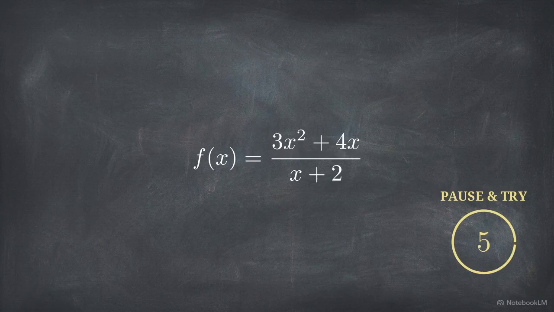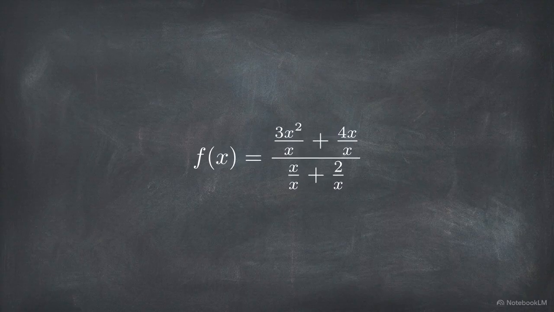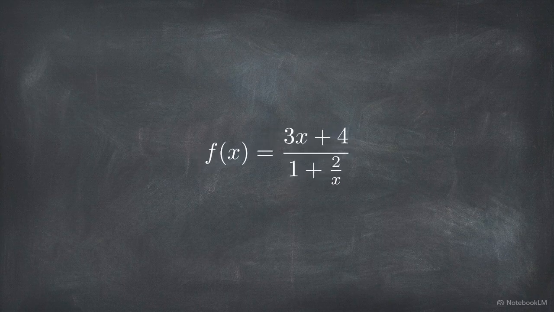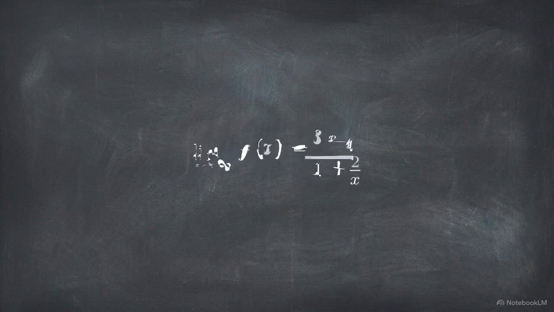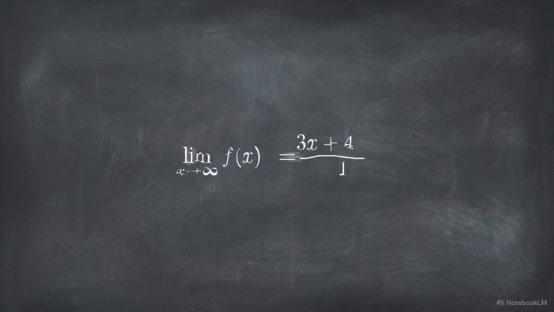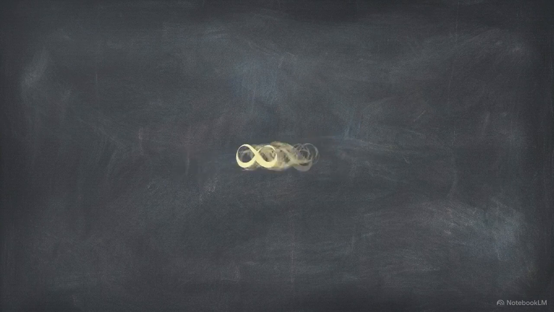Pause the video and try dividing every term by the denominator's highest power. Dividing everything by x simplifies the expression to 3x plus 4 all over 1 plus 2 over x. As x heads toward infinity, the 2 over x vanishes, leaving a 1 on the bottom. However, the 3x on top continues to grow without bound, leading to a limit of infinity.